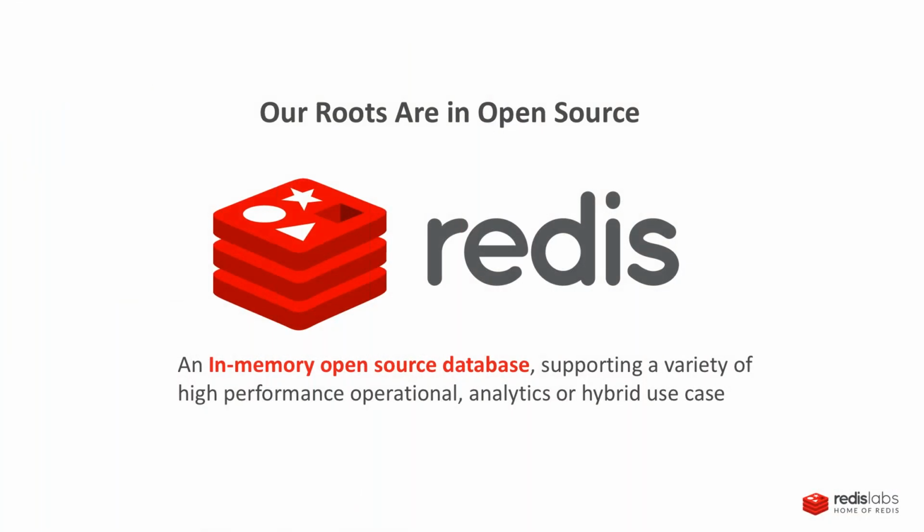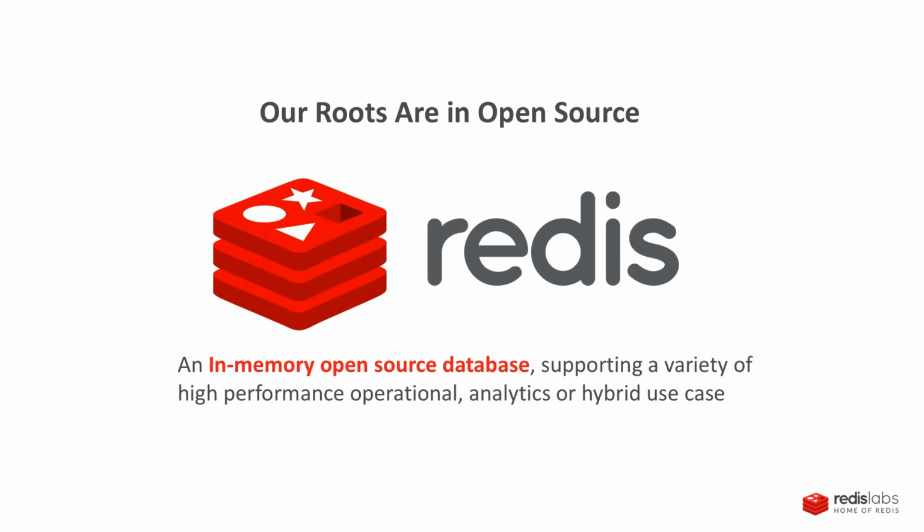So its roots are in open source. Redis is BSD licensed. It is open source. You can download it. You can look at the code, all the great stuff about open source. But it's an in-memory database. It's made for a variety of use cases, high-performance operational, analytical, and hybrid methods.